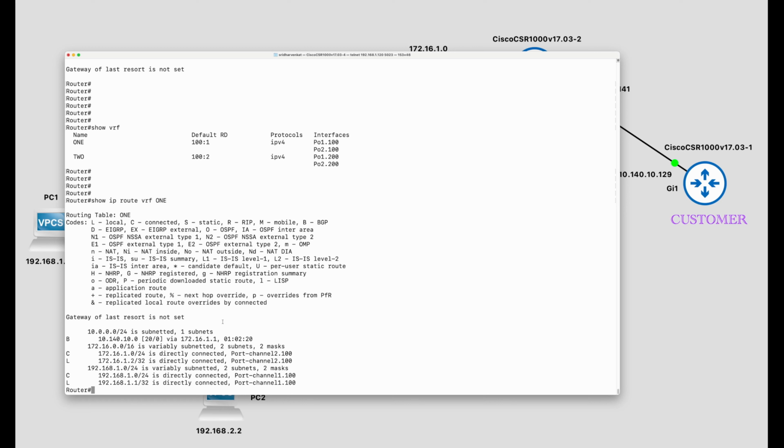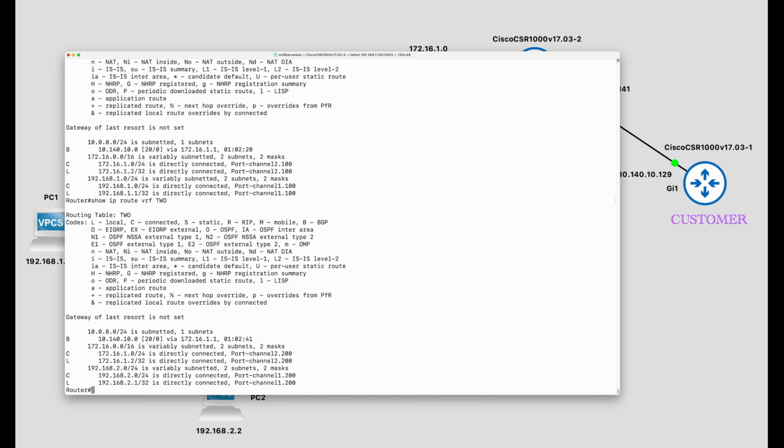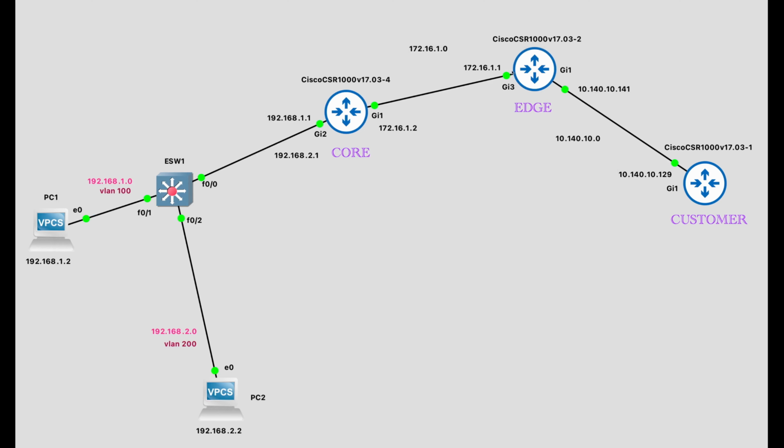And now let us look at the second VRF. There is 2, and it has something similar. The 10.140.10.0 is BGP all the way to this router, the core router, via BGP. And now let us look at the routing table of the edge router, which is 3.2.